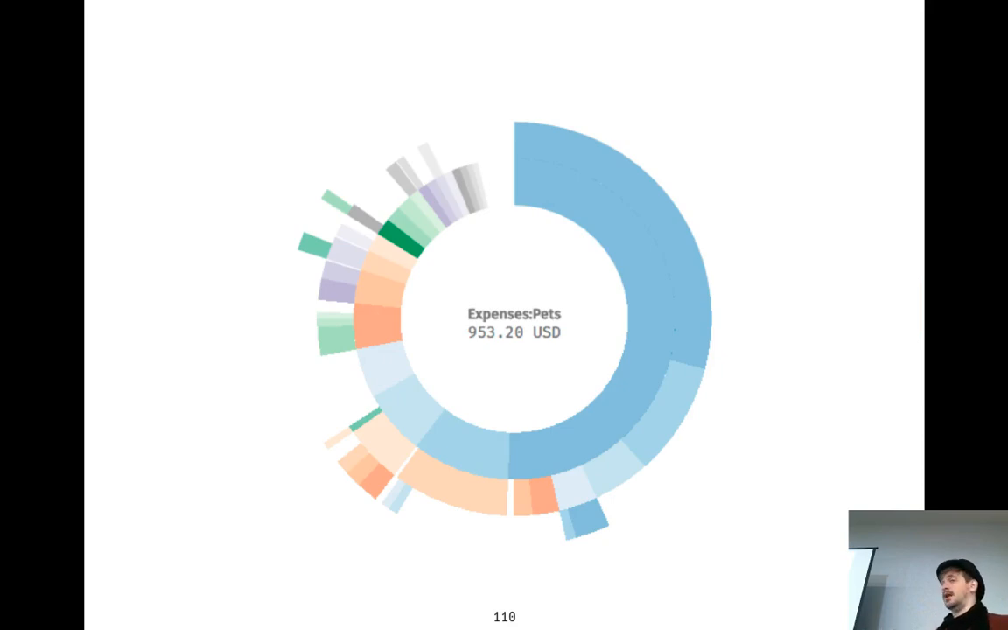This is the exact same data expressed as a sunburst graph. Whole lot easier to see, like, oh hey, I'm spending a lot of money on pets. That's somewhere over here.